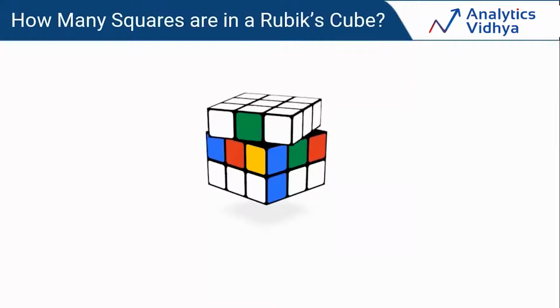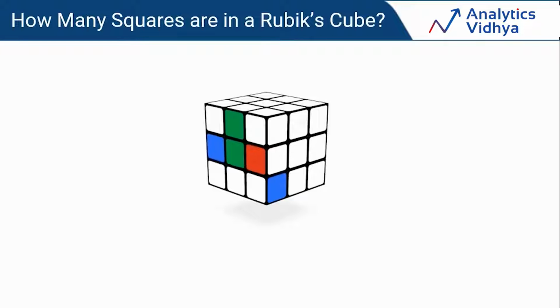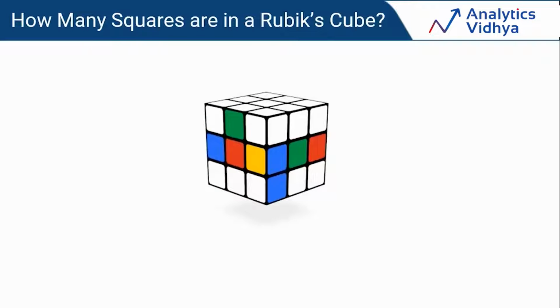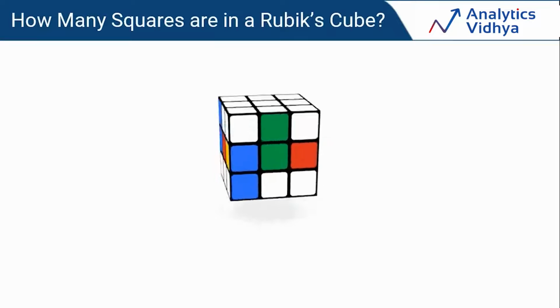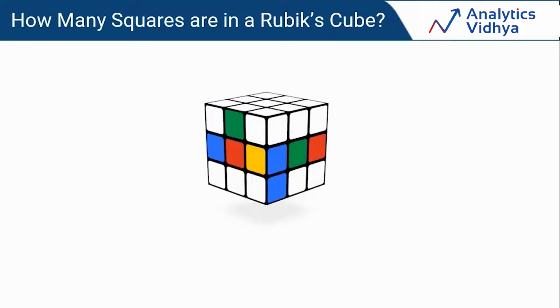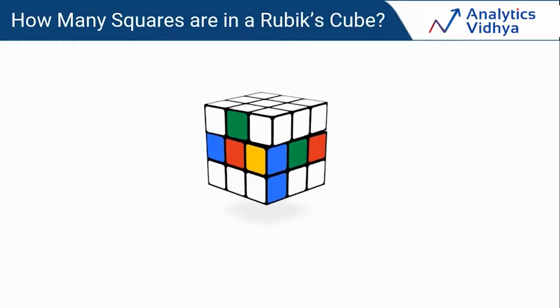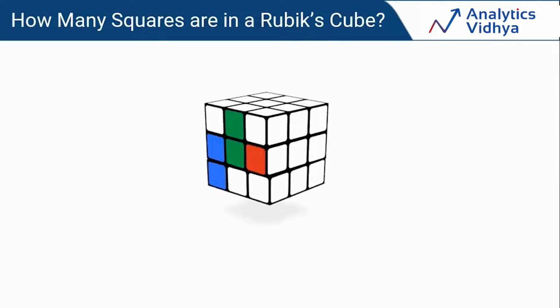Have you seen a Rubik's Cube before? It's a puzzle in the form of a plastic cube covered with multicolored squares. The aim is to twist and turn those squares so that all the squares on each face are of the same color. But that's not our aim right now. My question to you is, and take a moment to think about it, how many squares are there in a Rubik's Cube? Can you guess that in less than 10 seconds?